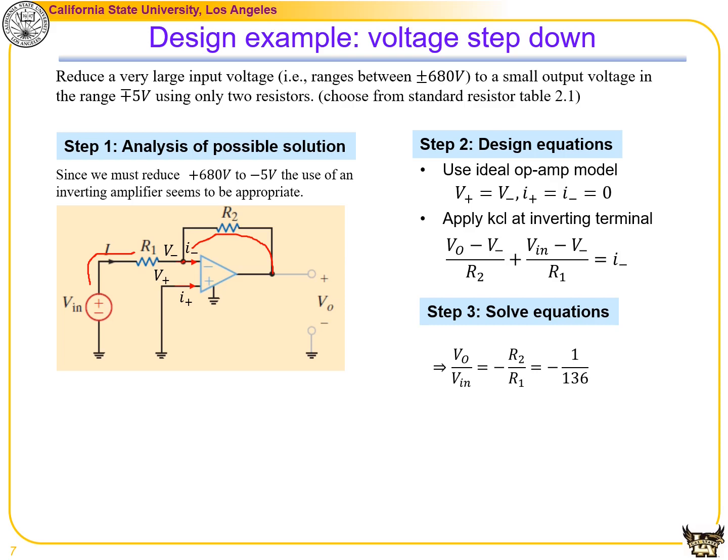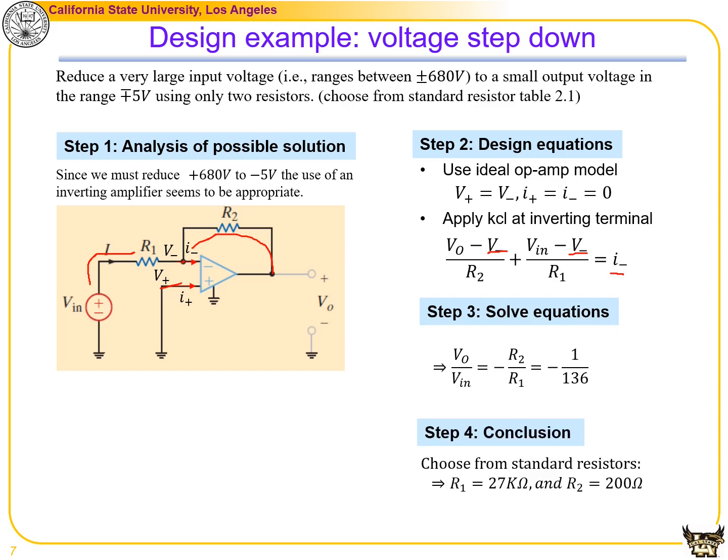In this equation, we can see that I minus is equal to 0, V minus is equal to V plus, and V plus is connected to the ground. V plus is also equal to 0. We know that V minus is equal to 0. So we can find a relationship between VO and V in that is equal to negative R2 over R1, which is equal to negative 1 over 136. So step 4 is to draw a conclusion. We can choose from the standard resistors by selecting R1 equal to 27 kilo ohm and R2 equal to 200 ohm.